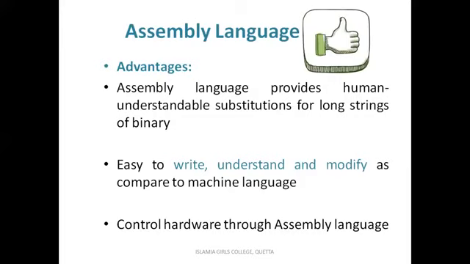Now we will see some advantages of the assembly language. So first is that the assembly language provides the human understandable substitutions for long strings of binary. By long strings of binary, we mean the long codes of ones and zeros. So the assembly language has replaced them with the human understandable substitutions, which are the mnemonic codes. These mnemonic codes are easy to write, understand, and modify as compared to the machine language. And we can control the hardware through assembly language.